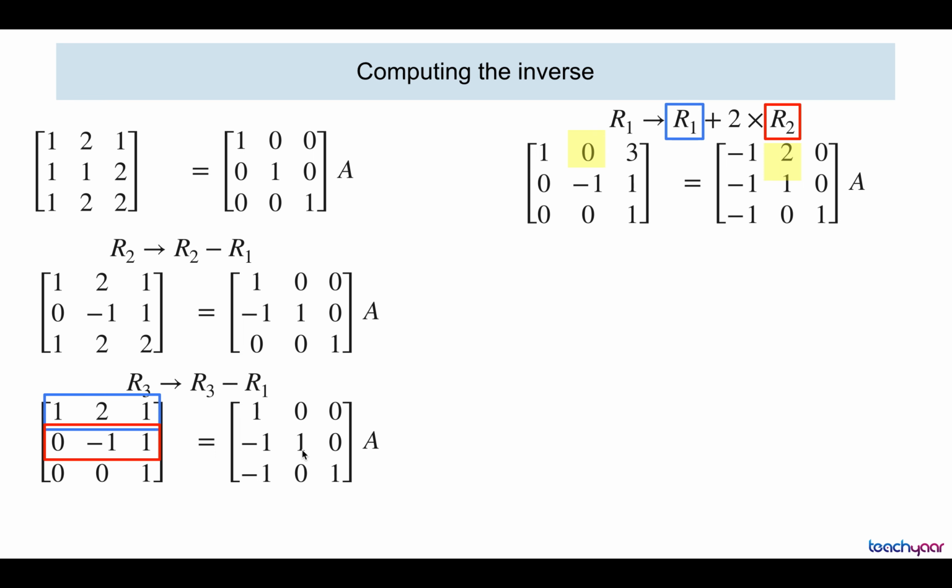If you look at the right hand side, this becomes 1 plus 2 times minus 1, which is 1 minus 2, which is minus 1. 0 plus 2 times 1, which is 2. And we've ended up with this 0. So you can see slowly we are getting towards an identity matrix.